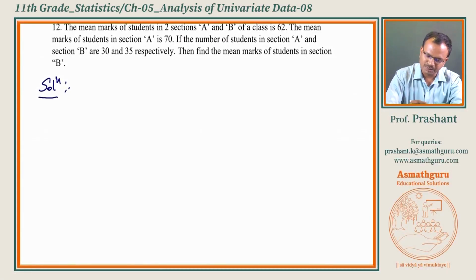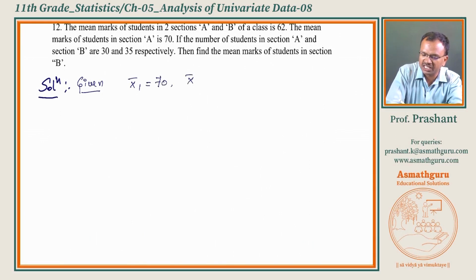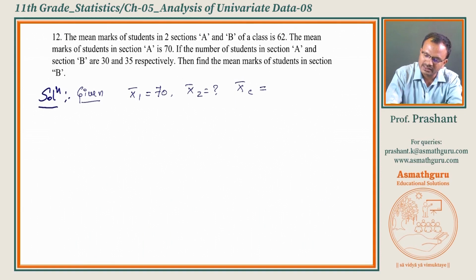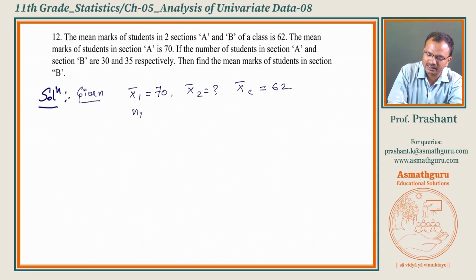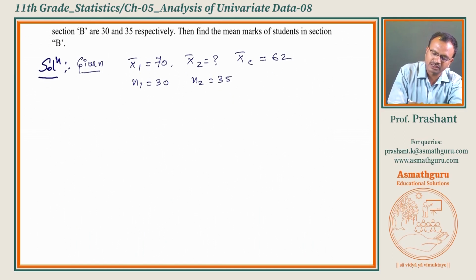Let us move on to the solution part. In this problem, let me write what the given details are. They are given x bar 1 as 70, and x bar 2 we need to find. x bar c, that is the combined arithmetic mean, is given as 62. They are also given the sample sizes: the first sample size is 30 and the second sample size is 35. So let me give you the formula for combined arithmetic mean.